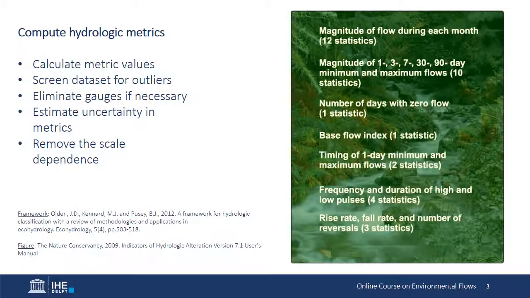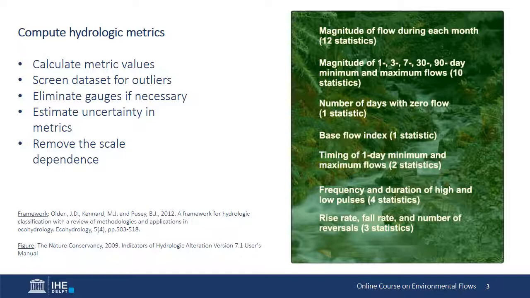The next step is to choose the metrics to be used and calculate them for each of the flow records. You'll remember that the indicators of hydrologic alteration method includes 33 parameters to characterize annual variability in flow regimes and an additional 34 parameters to characterize 5 ecologically relevant environmental flow components. Other studies have identified more than 150 possible parameters, but many of these are redundant.